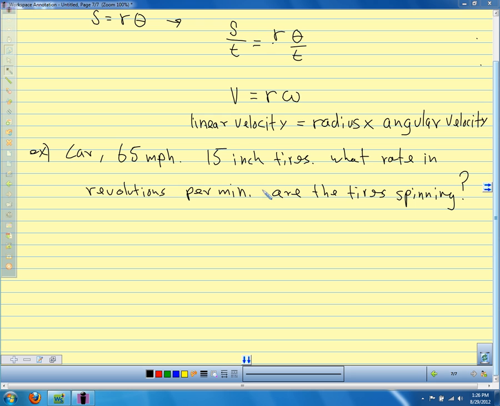So let's convert miles per hour into inches per minute. Our tires are in inches, and we want revolutions per minute. So we need to convert our units. So that's going to be my first step. So I'm going to do 65 miles per hour.